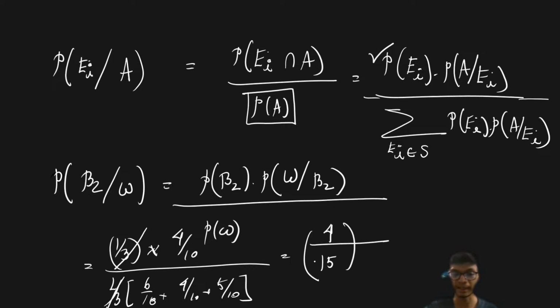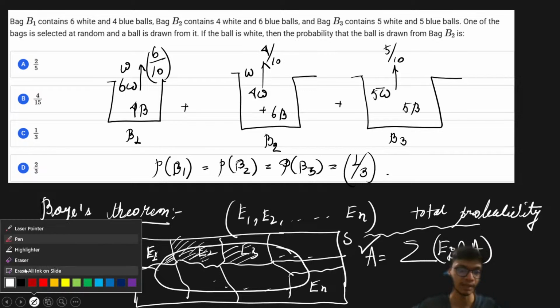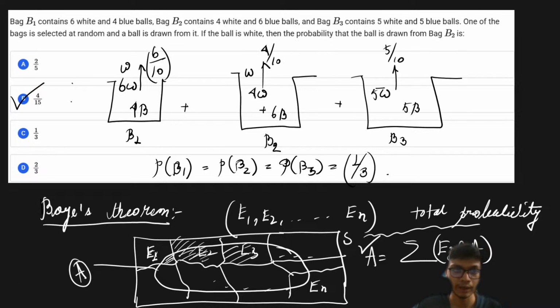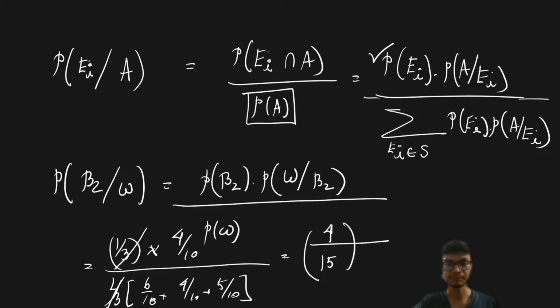4 divided upon 15. That is going to be the recurrent probability, which is basically option B over here. I hope this question is clear to all of you. So the probability that the ball drawn is from the bag B2 such that it is a white ball is simply given as 4/15.